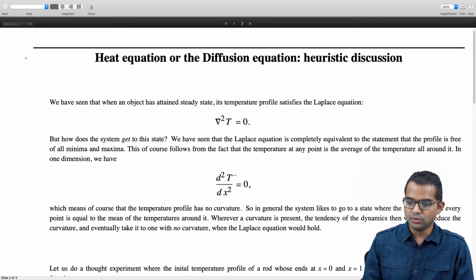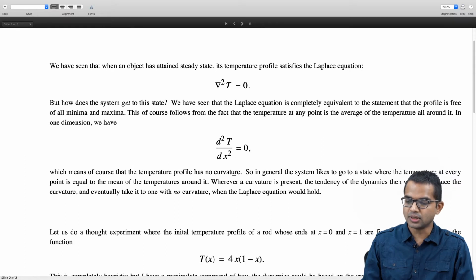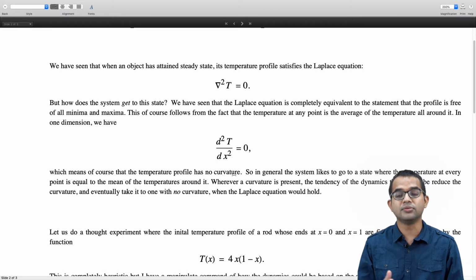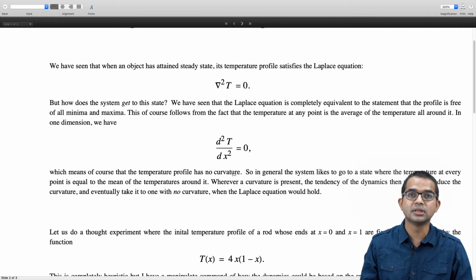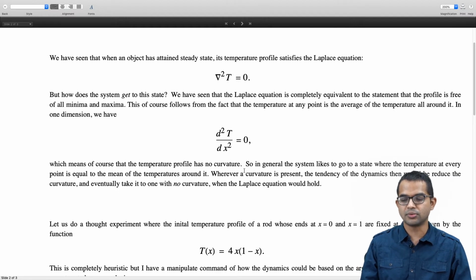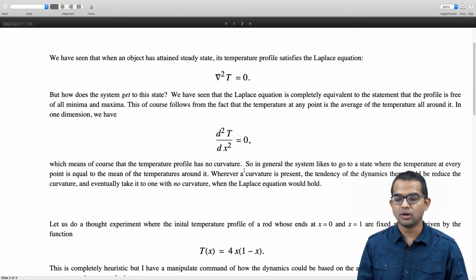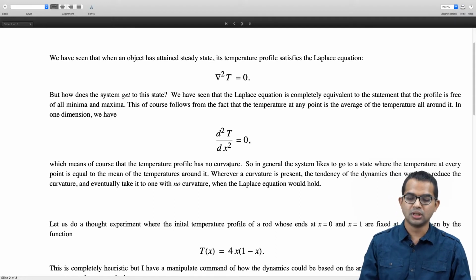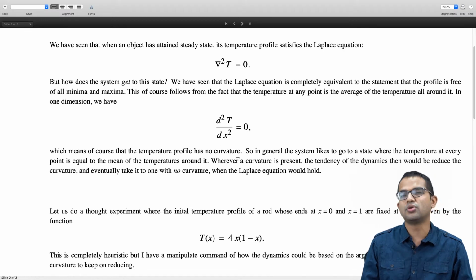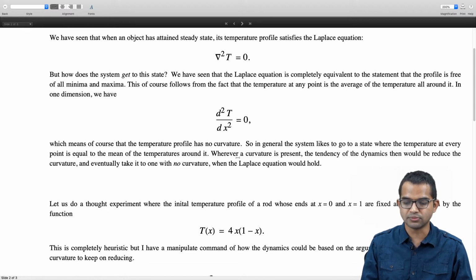So we can do a thought experiment, in a heuristic way, about what would happen if your system is not in such an equilibrium, right? The tendency will be to go towards this kind of a steady state. In order to do this, let's look at the temperature profile of some rod, right? I have fixed the ends x equal to 0 and x equal to 1 of this rod, and suppose this rod has this temperature profile T of x is equal to 4 times x times 1 minus x. I just made up some function, right?